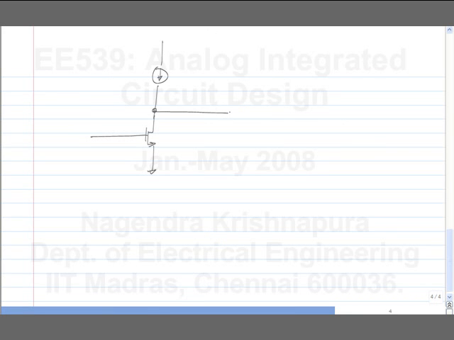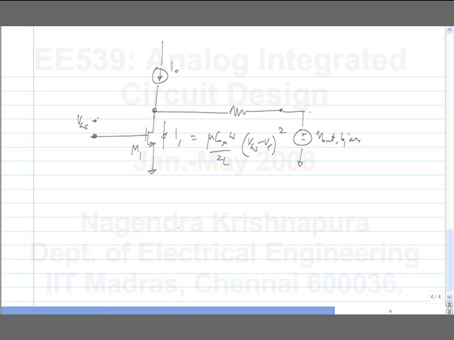The output is the difference between the current in M1 and the bias current I0. And what is I1? I1 is nothing but mu Cox W by 2L, VGS minus VT square. So I can draw any current I want from the load, subject to the limitation on VGS.